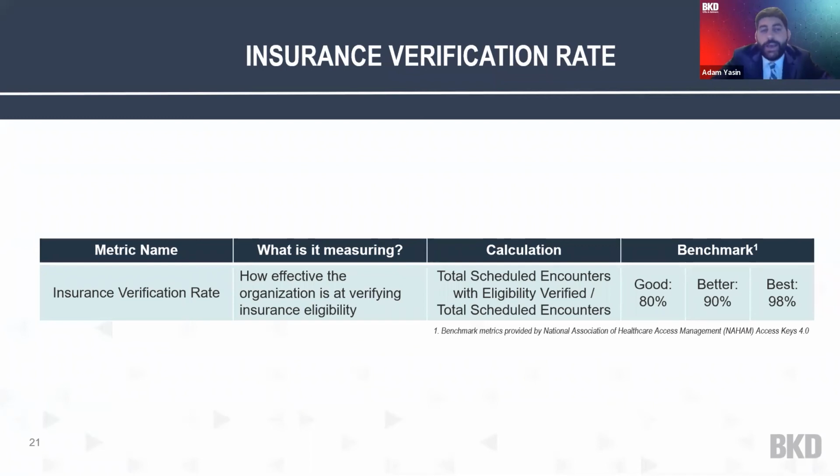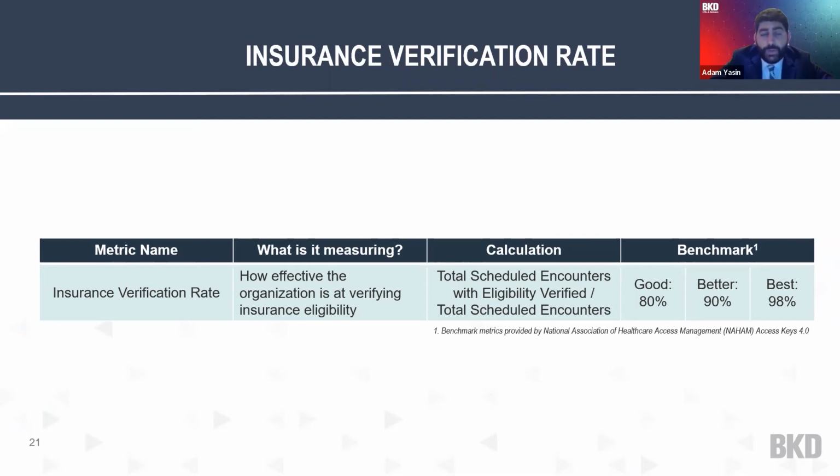And as you can see here, the best organizations are verifying 98% of their encounters. So that's quite high. We tend to see organizations more between the 80 and 90% range. And again, if you're not calculating this metric today, you need to have your eye on it. It's an indicator that has to be part of your portfolio of metrics as a patient access leader.